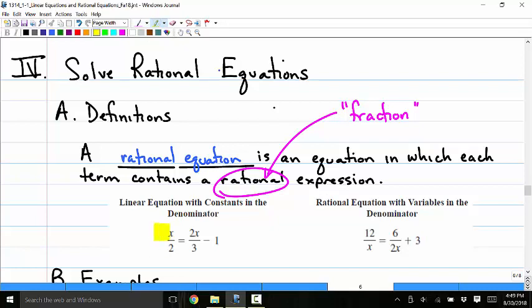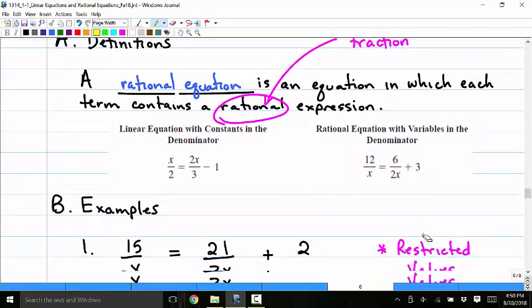In this first example, a linear equation with constants in the denominator, if you look in the denominator, there's just numbers, just constants. But this is in fact an example of a rational equation. In the second one, if you look in the denominator, you have variables. Usually when we talk about solving rational equations, we're talking about these, equations that have variables in the denominator. Okay, some examples. How do you go about doing that?